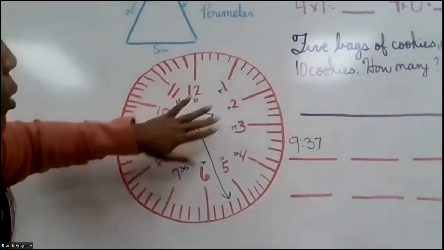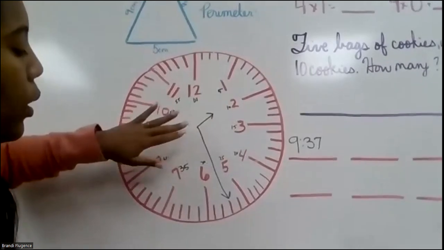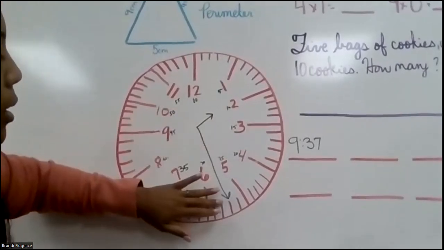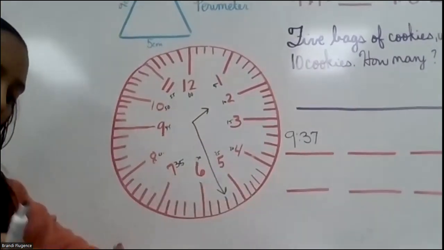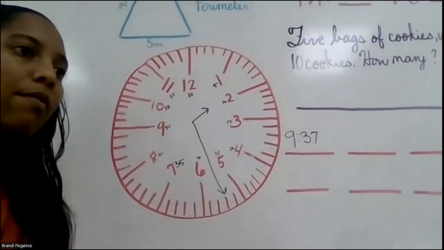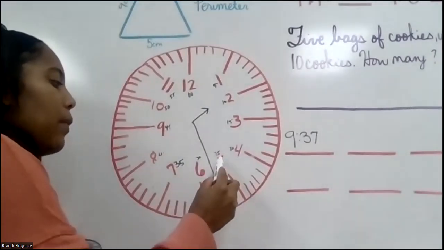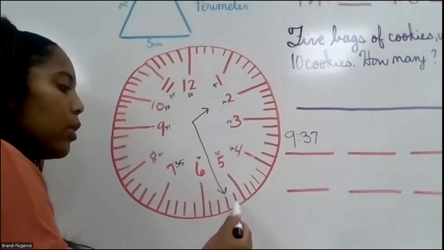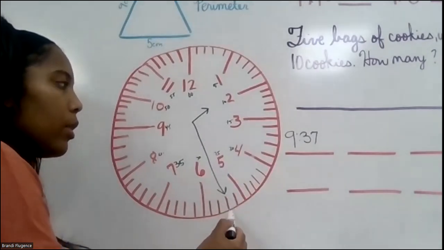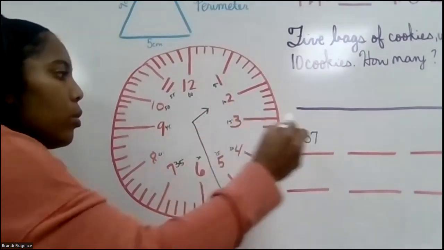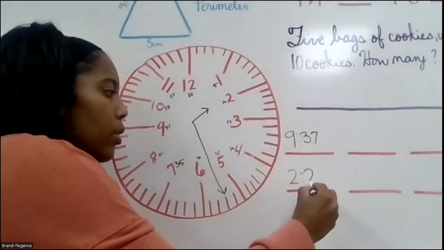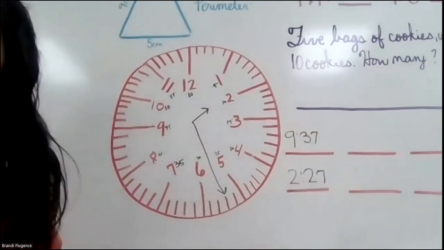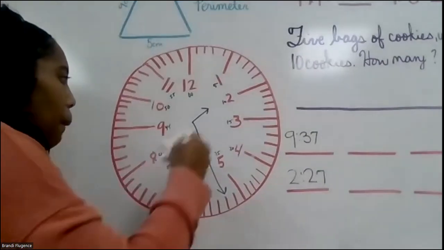Okay, let's look at this one. So our hour hand is on 2. Obviously, our hour is 2. Let's look at where our minute is. So when counting by 5, that's 25, and then you're going to count by 1. So we say 26, 27.